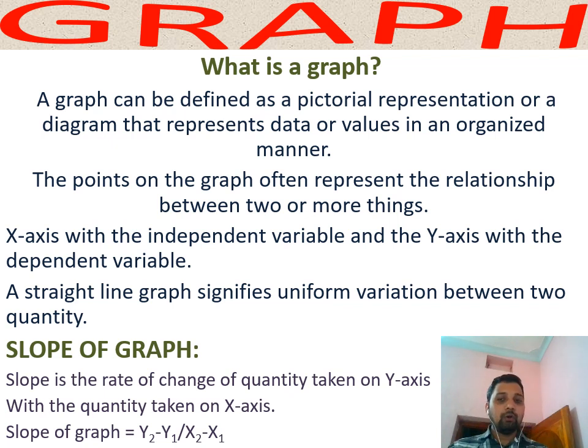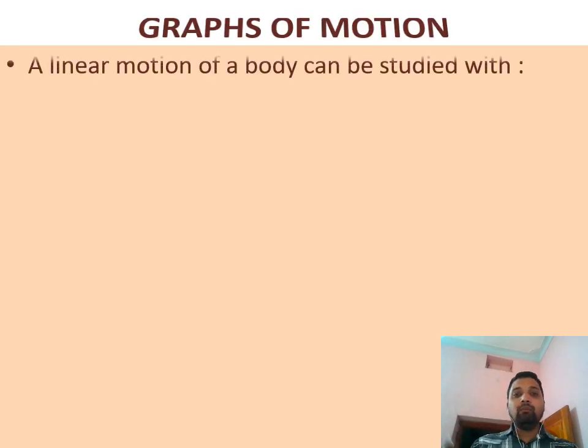To find the slope of uniform variation, we can take any point to get the correct slope, but in case of non-uniform variation, we have to take values which cover more than half of the graph. So this is all about a graph. This is the fundamental concept of a graph. Now we'll come to our topic, where we'll get graphs for motion.